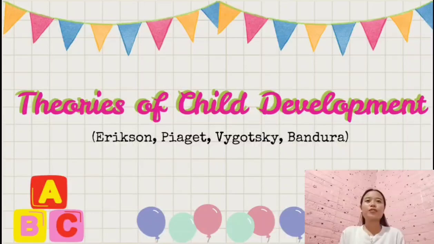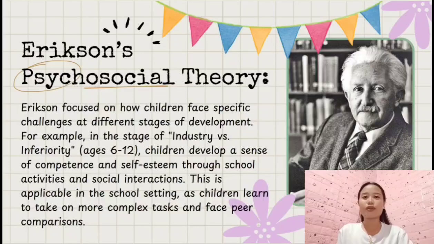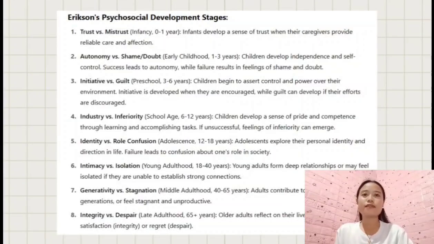For the theories of development, I'll give the floor now to Ms. Sheila G. Loriente. Let's proceed to the theories of child development by Erik Erikson, Piaget, Vygotsky, and Bandura. For Erik Erikson's psychosocial theory, there are eight stages. First, trust versus mistrust, autonomy versus shame or doubt, initiative versus guilt, industry versus inferiority, identity versus role confusion, intimacy versus isolation, generativity versus stagnation, and lastly, integrity versus despair.